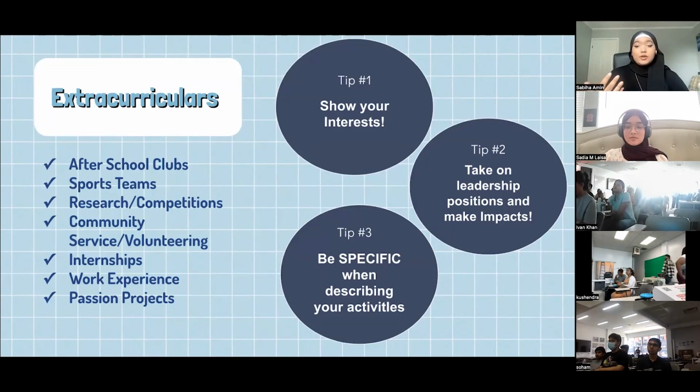That's the thing that students do, especially if there's a field of interest that they have that doesn't exist within their school. Sports teams, whether that be in school or outside of school, research and competitions being like science fairs or any creative writing competition that is present, you can totally add that in. Community service and volunteering, internships, work experience, and passion projects. And passion projects are very unique to you. So it's you taking on the initiative to start a specific brand, a specific nonprofit, or anything that you're super passionate about.